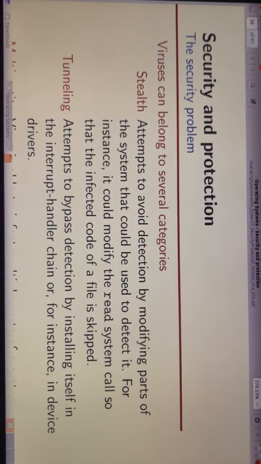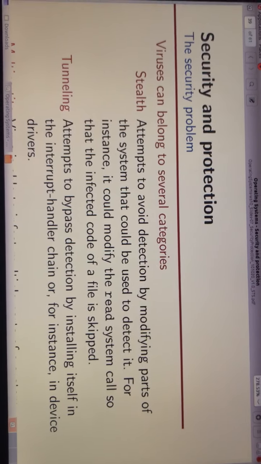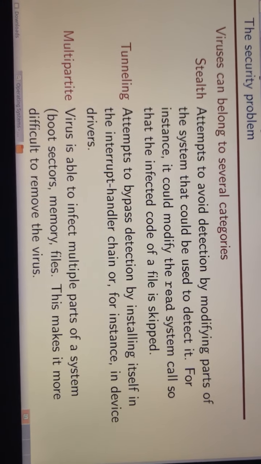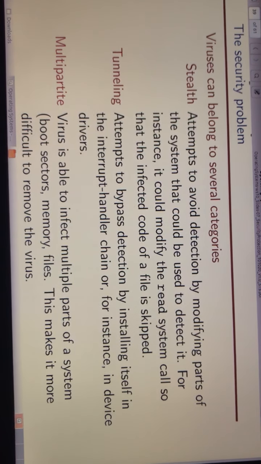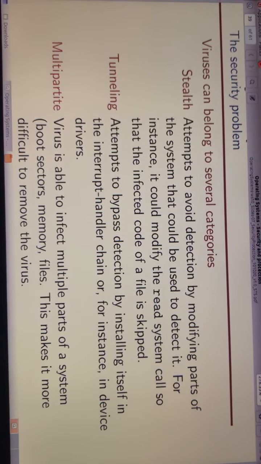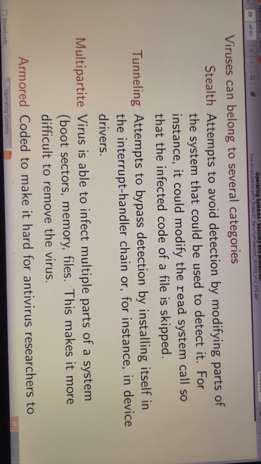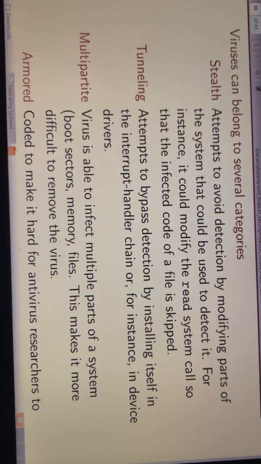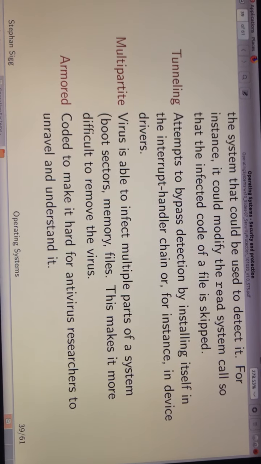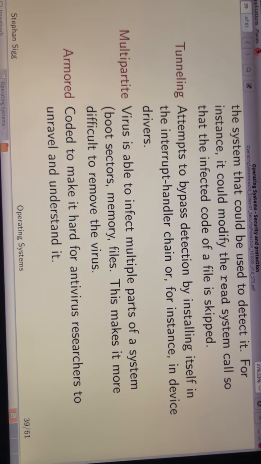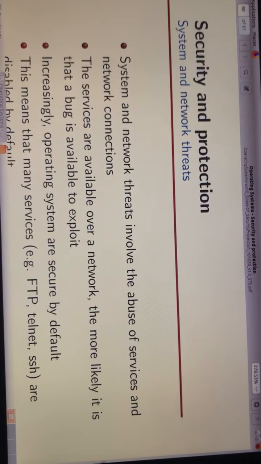Then a virus can belong to several categories. That is, stealth attempts to avoid detection by modifying parts of the system that could be used to detect it. Then next one is tunneling. That means it attempts to bypass detection by installing itself in an interrupt handler chain. That means affected device drivers. And multipartite virus is able to infect multiple parts of a system: boot sector, memory, files, etc. Then armored code makes it hard for antivirus researchers to unravel and understand it.